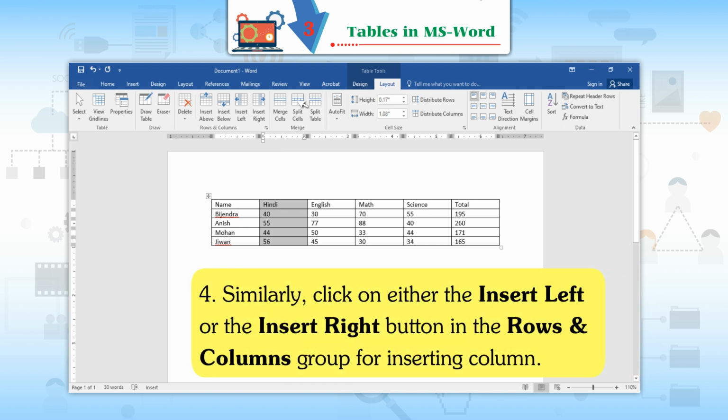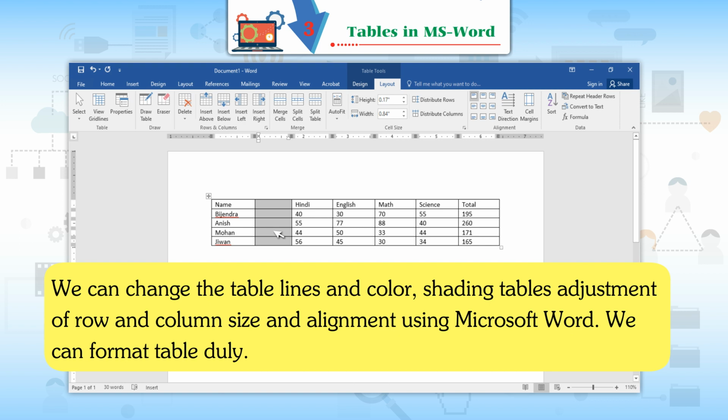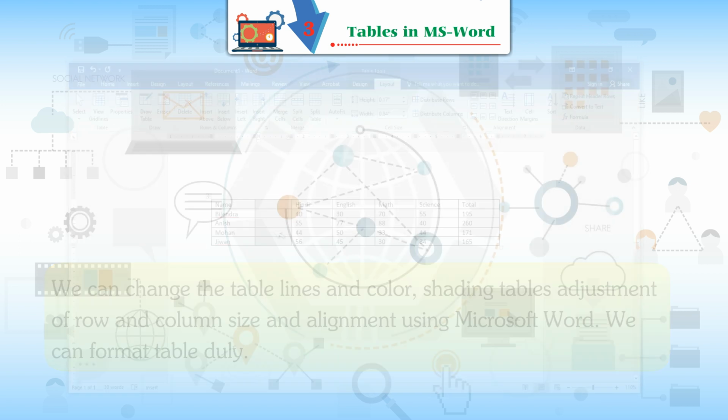Similarly, click on either the Insert Left or the Insert Right button in the Rows and Columns group for inserting a column. We can change the table lines and color, shading tables, adjustment of row and column size, and alignment using Microsoft Word. We can format the table duly.